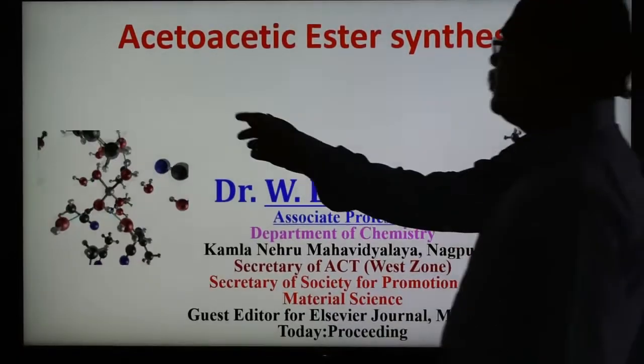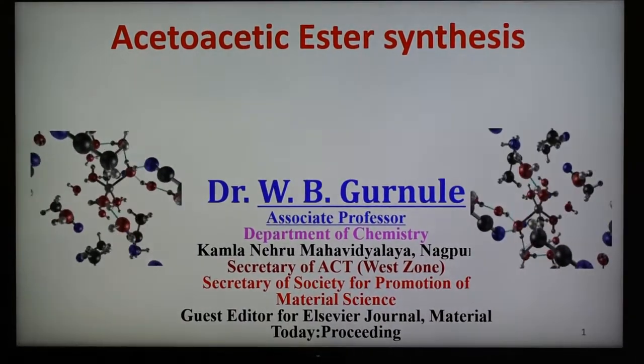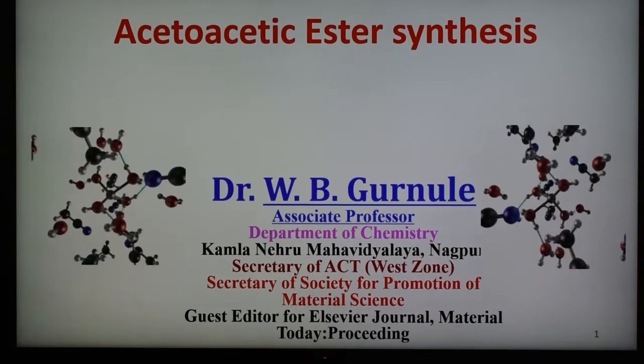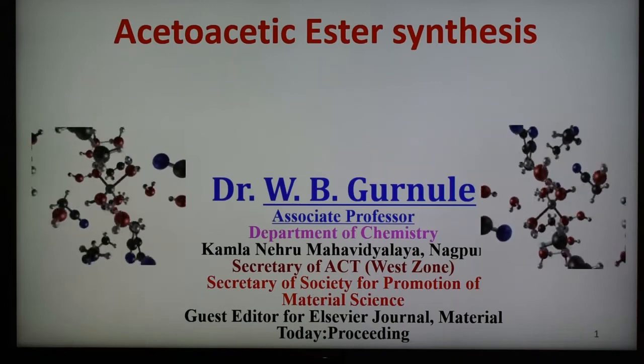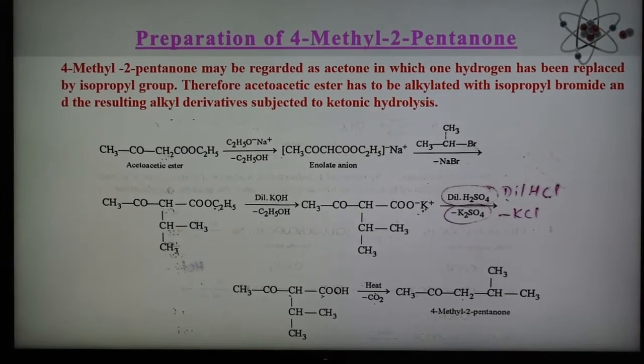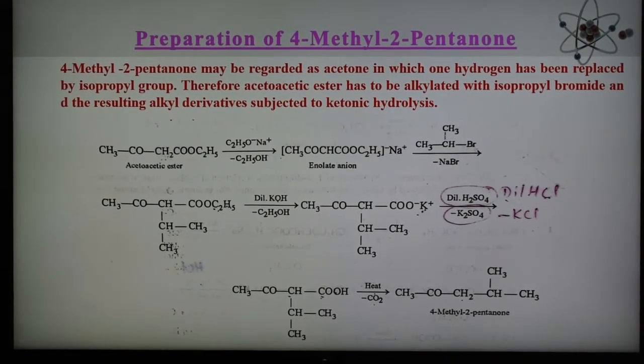First is the formation of enolate ion, second is the alkylation of this enolate ion, and after that hydrolysis and decarboxylation. So all these three steps we have to follow for the synthesis of organic compounds via enolate ion formation. So today's topic is the acetoacetic ester synthesis, and it has three steps. One is the formation of enolate anion, second is the alkylation, and third is the hydrolysis and decarboxylation.